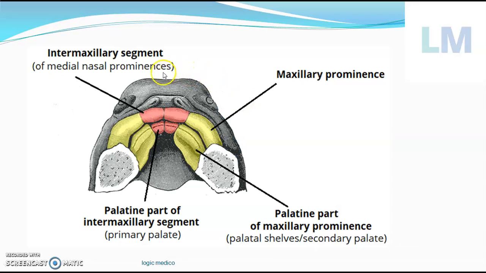The lower end of the frontonasal process. This is the fetus. We are seeing the palate from below. You can see the eyes, you can see the forehead, and here a process will come. It's called the frontonasal process. The lower end of the frontonasal process, because of the appearance of the nasal pit, is divided into medial nasal process and lateral nasal process.